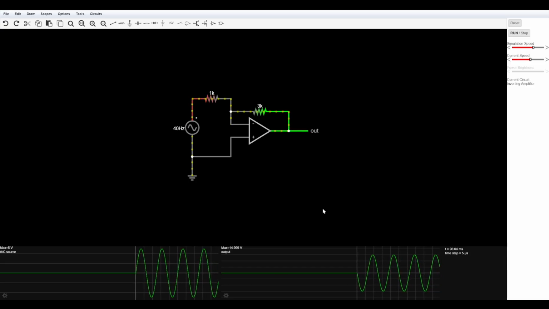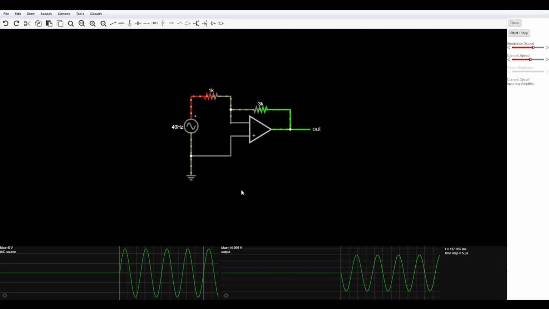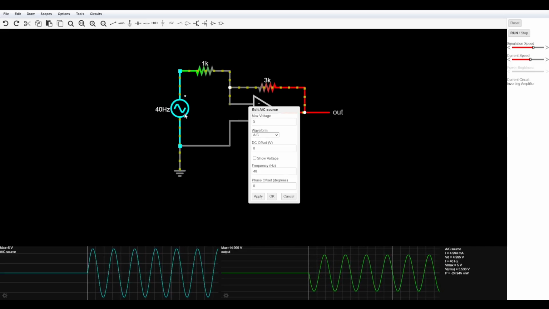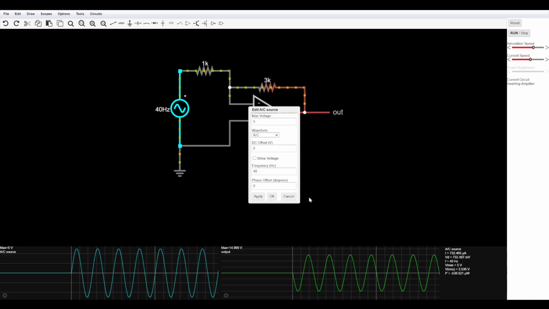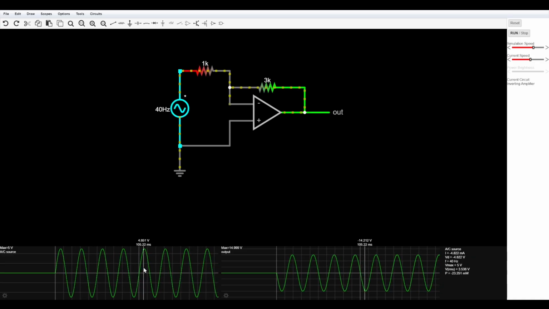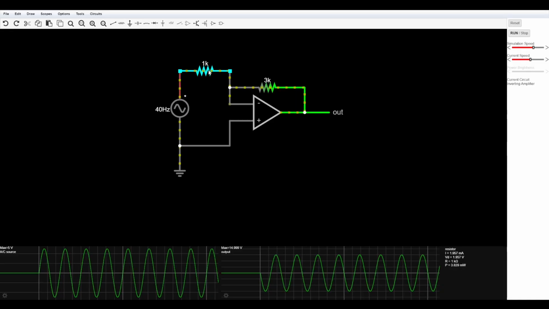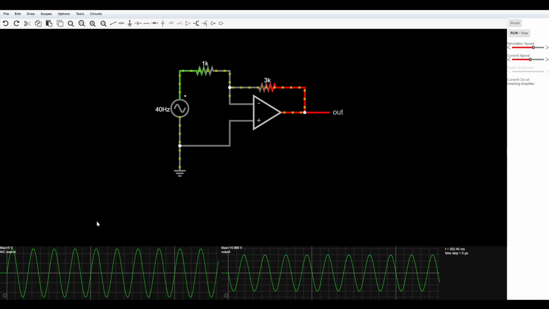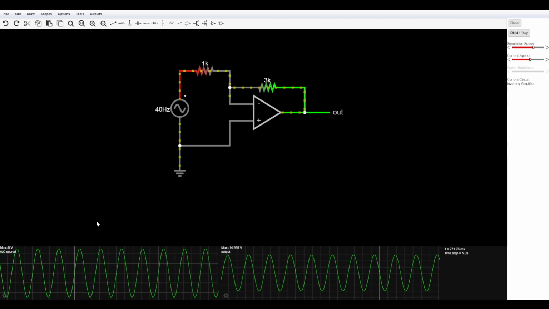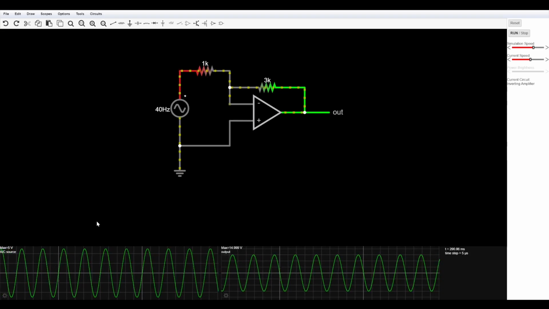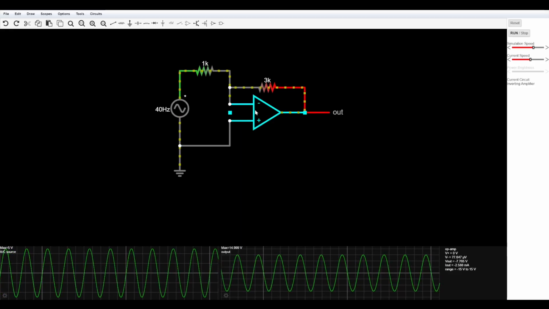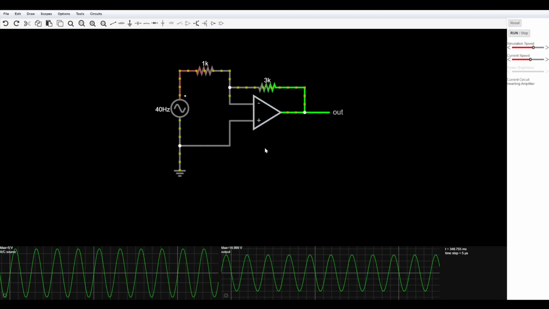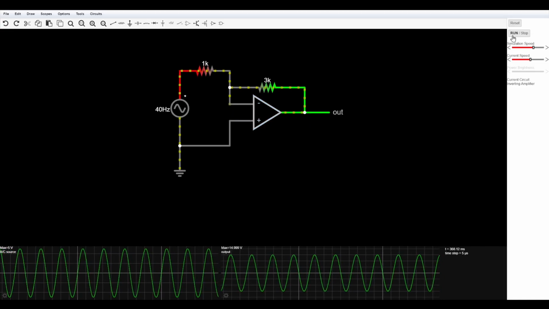All right, we have another example here in Falstad. This is part of the examples that comes with the program. We've got a 40 hertz, 5 amplitude sine wave that's on the left here. We have a 1K resistor and a 3K resistor. So we're actually getting a gain factor of 3 here. So 5 volts is becoming almost 15 volts. In this case, we're using an ideal circuit, so no power supply pins.